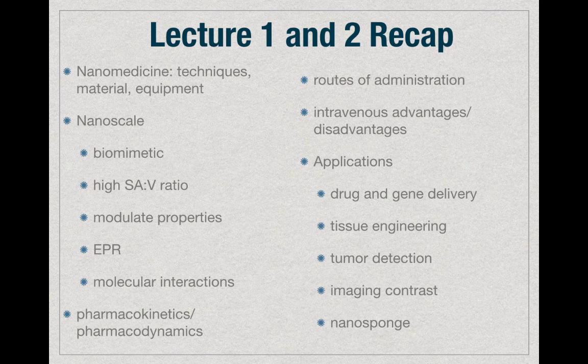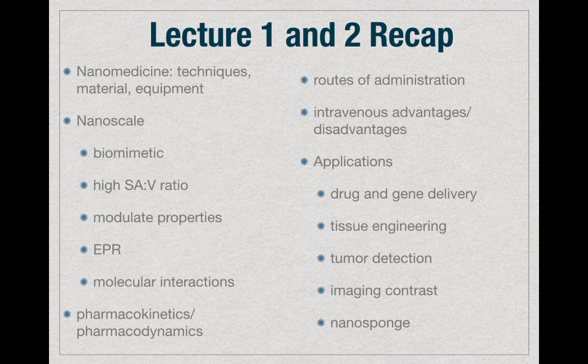So let's go through and do a lecture 1 and lecture 2 recap. So in lecture 1, we talked about nanomedicine techniques, materials, and equipment. We talked about the nanoscale. What is the nanoscale? Examples of nanoscale. And that the high surface area to volume ratios actually modulate the properties, and that's why nano is so important. We will talk further about EPR effect, or enhanced permeability and retention, also molecular interactions.